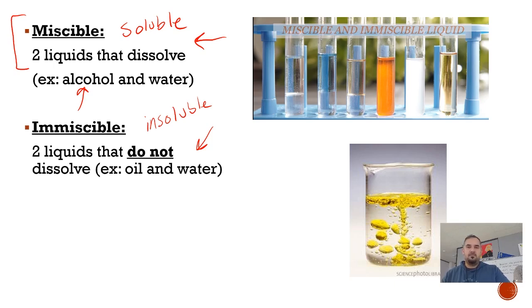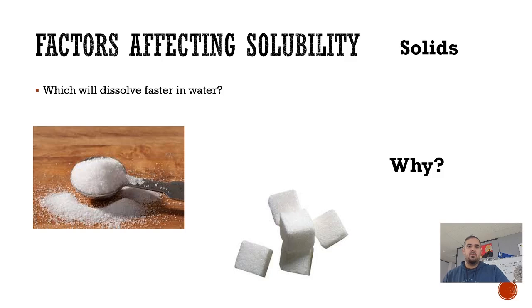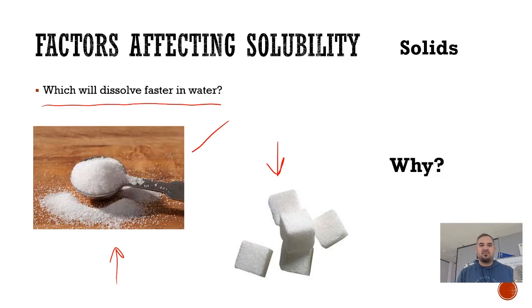Okay, let's move on. All right, so here we just got a quick question. So which of these is going to dissolve faster if we put it in water? So here we have granulated sugar, and then here we have sugar cubes. Which one is going to dissolve more quickly? Why is it that this one dissolves more quickly? What's that? Okay, they're not connected, but what's another reason? Why does this dissolve more quickly than this?